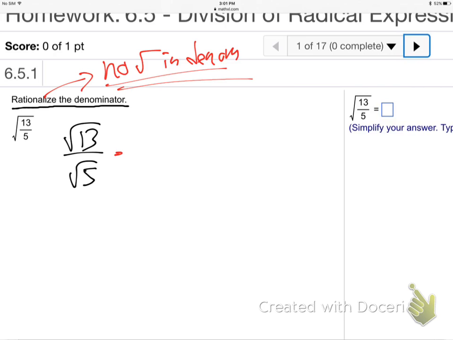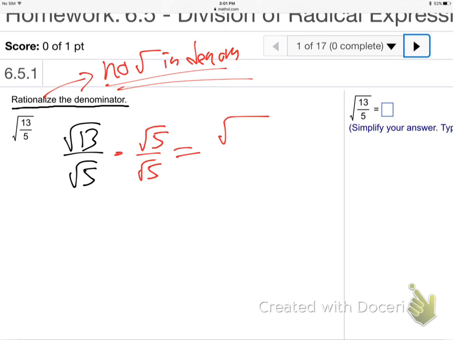Multiply top and bottom by square root 5. Yeah, that is exactly it. Now notice I'm doing the same thing to the top as I am to the bottom, so nothing's going to change. I'm not changing the problem. I'm doing this with balance, same thing to the top and the bottom.